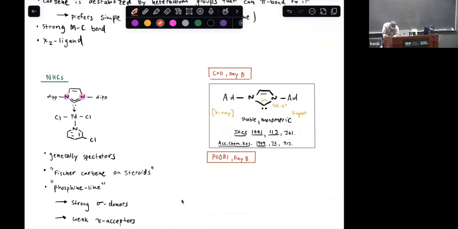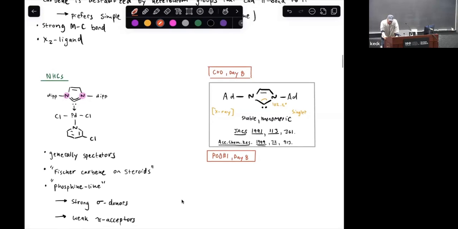So NHCs, what is special about NHCs? These are generally spectator ligands in catalysis. We can tune the properties of the NHCs just like we do with phosphines to make them more super bulky or more electron donating. They tend to be very strong sigma donors. The extent to which they can engage in pi accepting has been debated, but they're now pretty widely agreed to be weak pi acceptors. And I think the distinction here is that unlike your typical Fischer or Schrock type carbenes, N-heterocyclic carbenes can also exist stably in the free form.